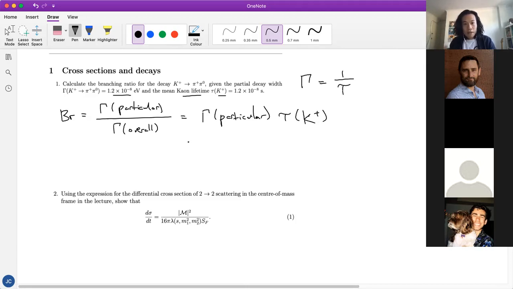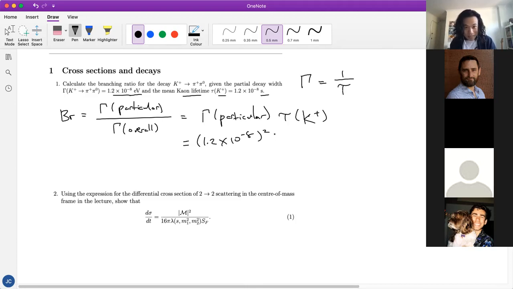Okay, so now everything's pretty much the same. The only thing we have to do is that this is given in eV and this is given in seconds. So we're going to have to do a conversion, because this branching ratio is just a ratio, so it should be a dimensionless number. We can't have eV over seconds. So if we put it together, what we get is 1.2 times 10 to the minus 8, squared. Yes, squared, because there's 1.2 times 10 to the minus 8 here, and then the lifetime happens to be 1.2 times 10 to the minus 8 as well.